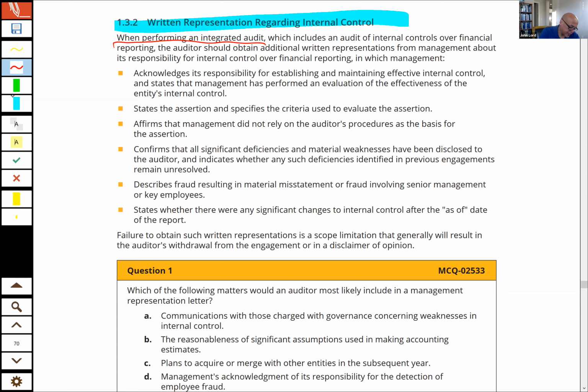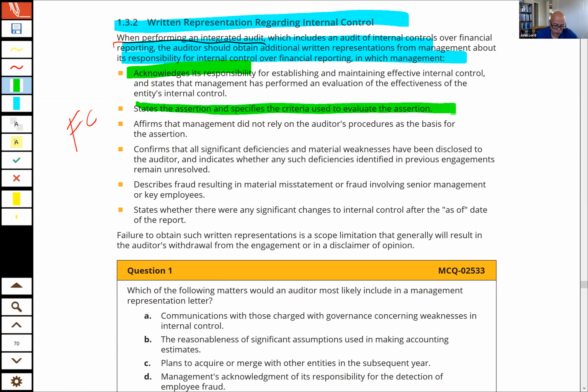Okay, so if that's the case, you're integrating an audit of the internal control along with your audit of the financial statements, then we have to get representations from management regarding the internal control, in which case management must acknowledge their responsibility for the internal control. They're going to state the assertions and the specific criteria used to evaluate the assertion. This is often COSO, the Committee of Sponsoring Organizations of the Treadway Commission, the criteria that we generally use.